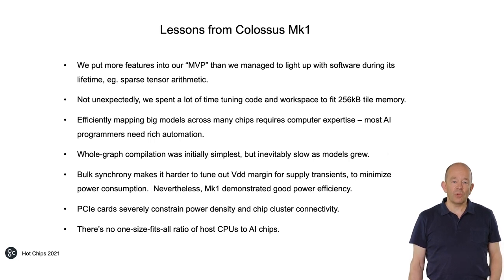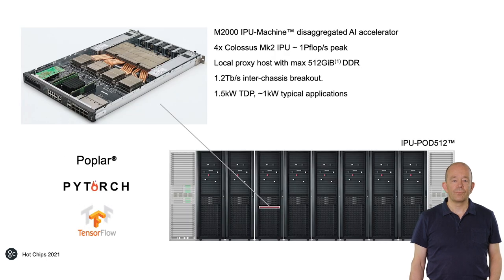At the electrical level, we learned that bulk synchrony can really challenge power supplies, especially within the power constraints of a PCI card. And at the customer level, we learned that everyone wants a different ratio of AI accelerators to server CPUs. So let's start with that last point.